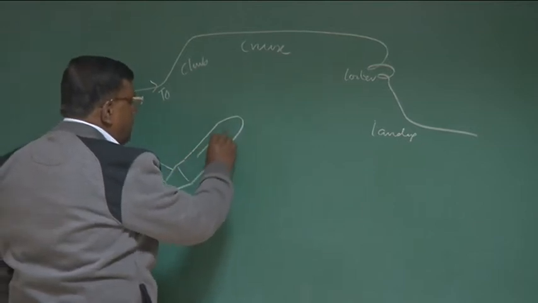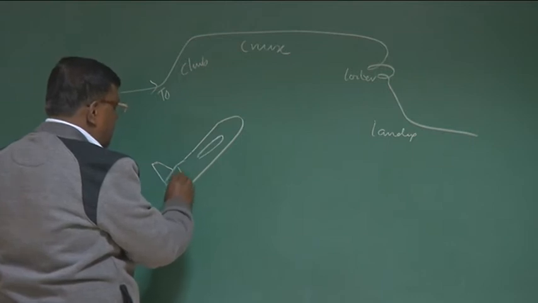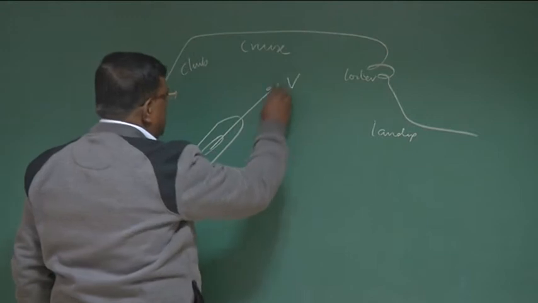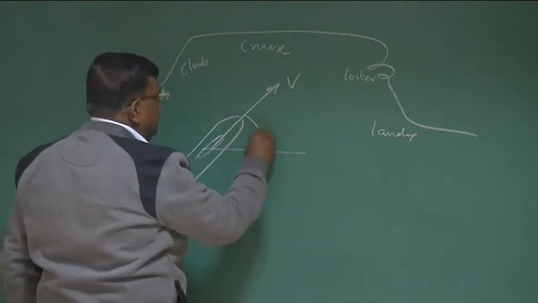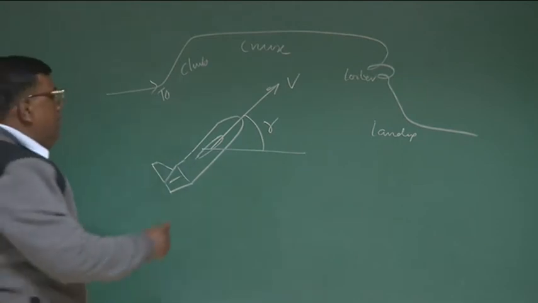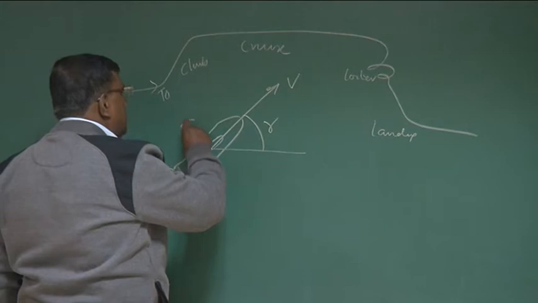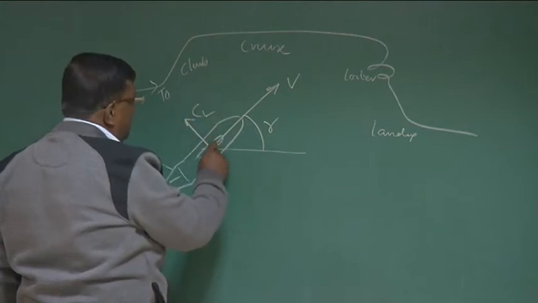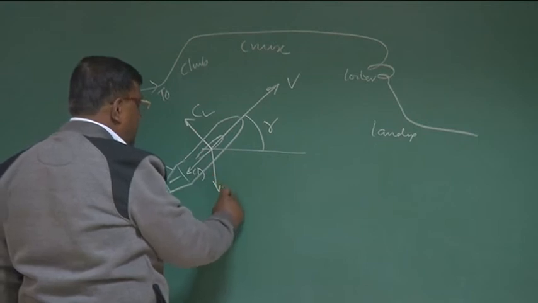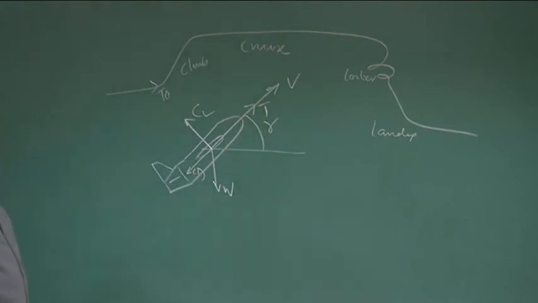If this is the airplane, and it is going like this, this is, by now, the flight path angle. And if I am talking about the steady climb, then I know that if this is CL, this is CD, this is the weight, and somewhere there will be thrust.